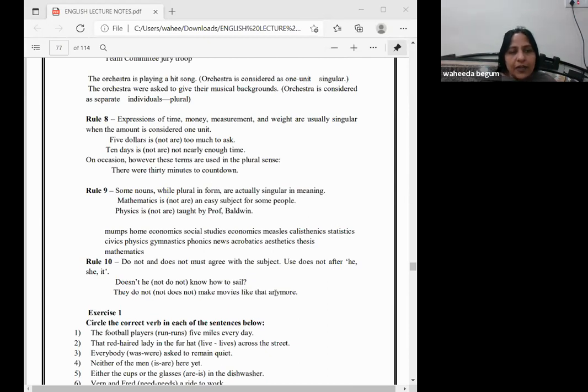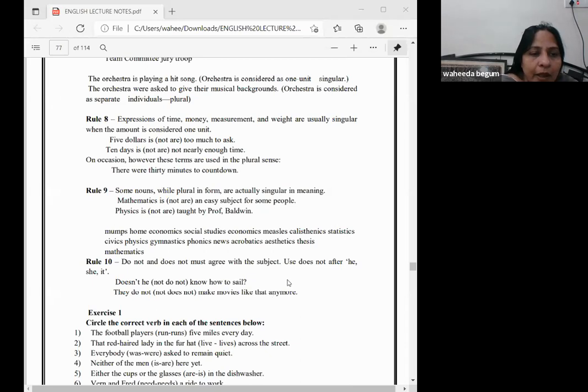Some nouns, while plural in form, are actually singular in meaning. For example, mathematics is an easy subject for some people. Physics is taught by Professor Sivanagaraj. Though S is added to it, it does not mean it is plural. This is a noun, and in the plural form also, the meaning actually is singular only. Mathematics, physics are the examples.